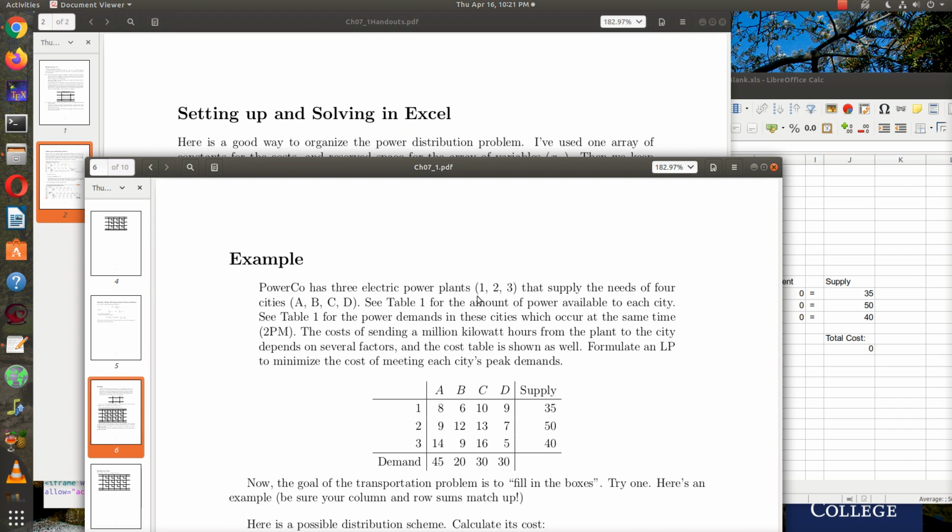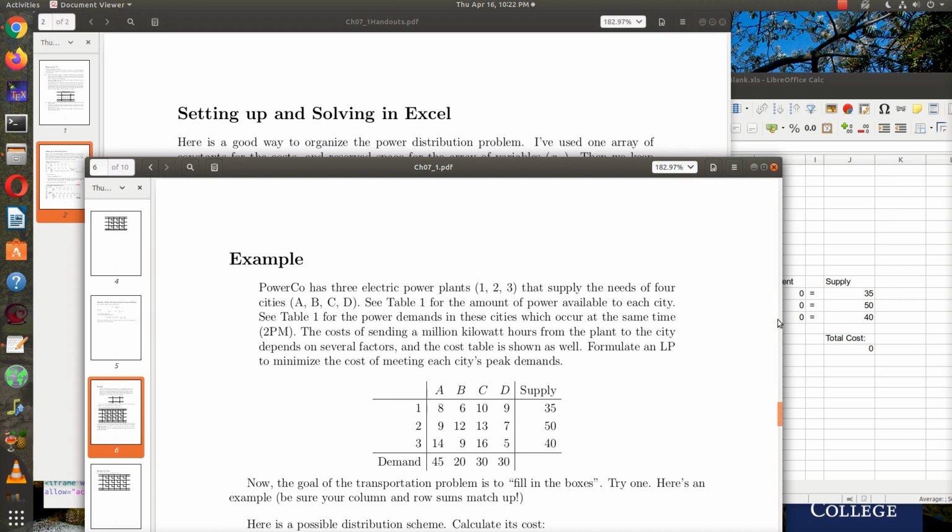So we have 3 electric power plants, 1, 2, and 3. Then we have 4 cities, A, B, C, and D. See table 1 for the amount of power available to each city. Power plants 1, 2, and 3 can supply 35, 50, and 40 kilowatt hours. Then our cities A, B, C, and D, and these are our costs for sending 1 million kilowatt hours from the plant to the city.